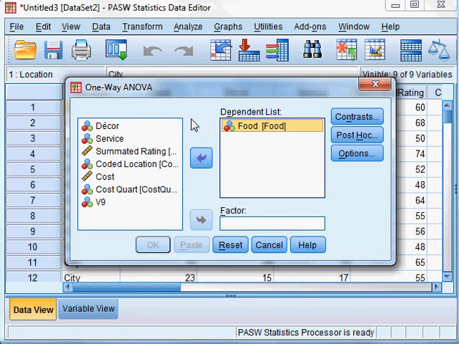And now we need our grouping variable, that we generated in Excel. We called it cost quartile. And we stick it in factor. Right, so we're looking at food across these 4 different groups.